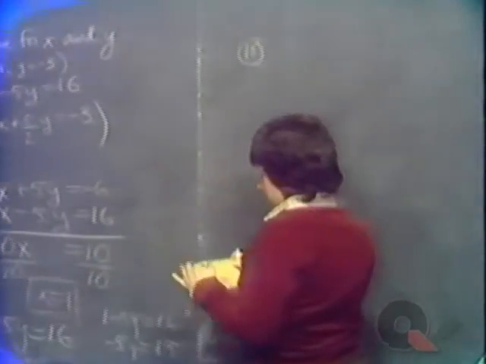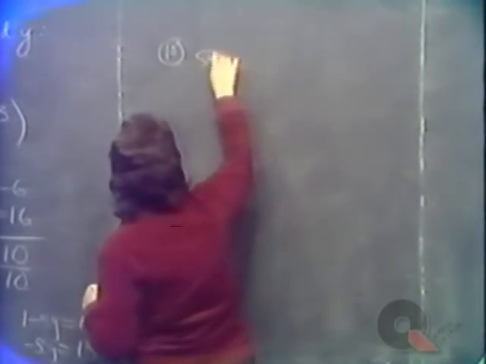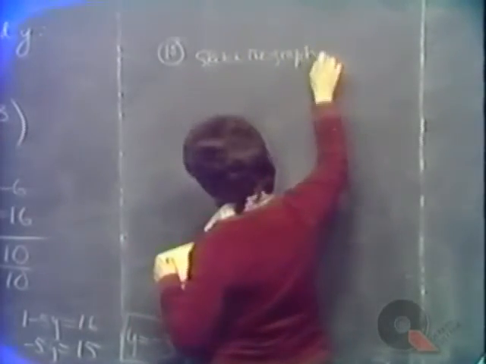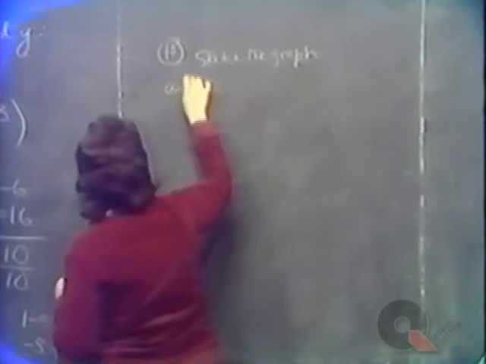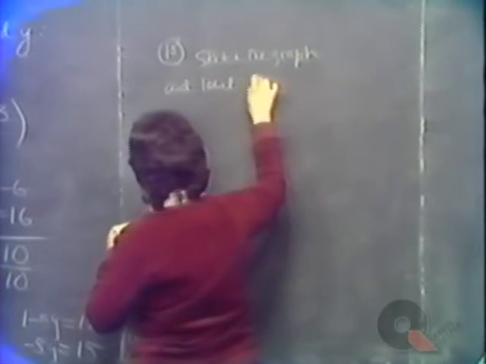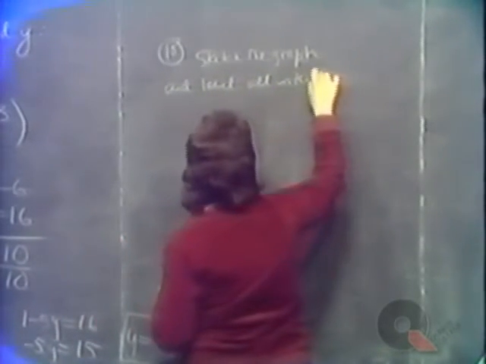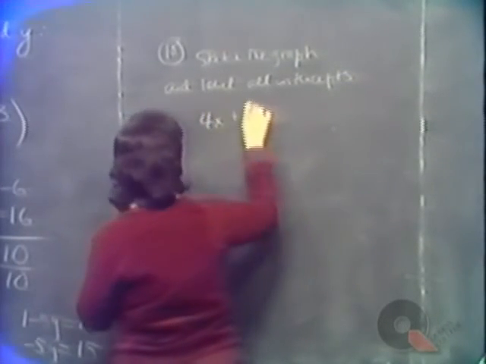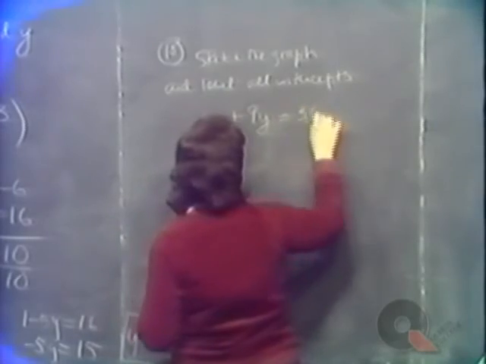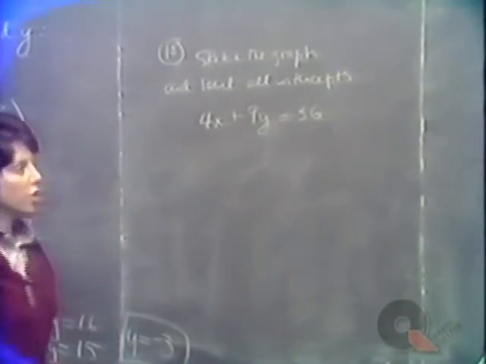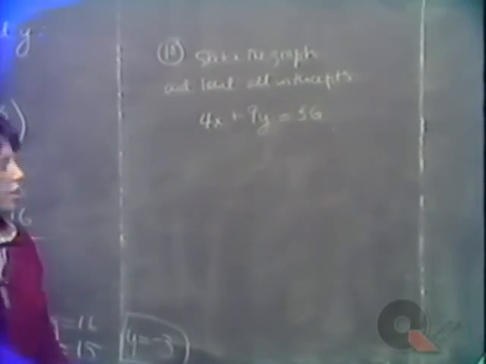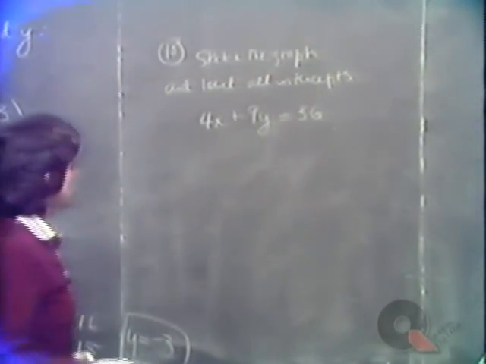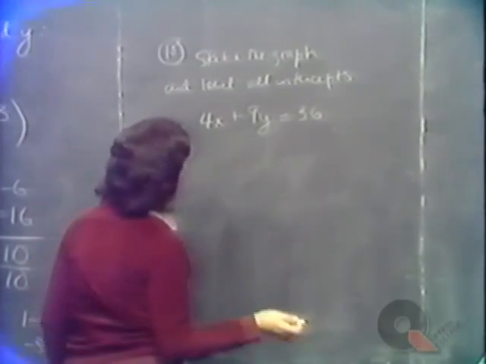In problem 10, I want to sketch the graph of the following equation and label all intercepts. 4x plus 9y equals 36. Well, first of all, we see it's a straight line. Neither x nor y appears to the second power. We have the equation of a straight line. And we're going to get the intercepts.